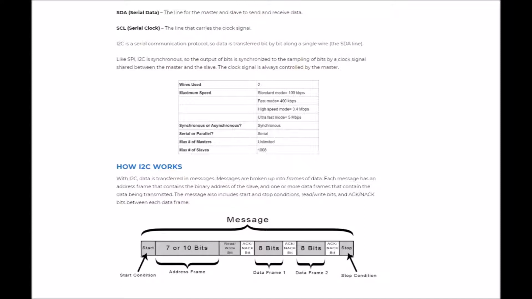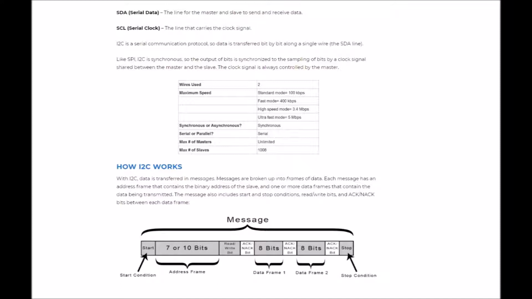I2C is a serial communication protocol, so data is transferred bit by bit along a single wire, the SDA line. Like SPI, I2C is synchronous, so the output of bits is synchronized to the sampling of bits by a clock signal shared between the master and the slave. The clock signal is always controlled by the master.